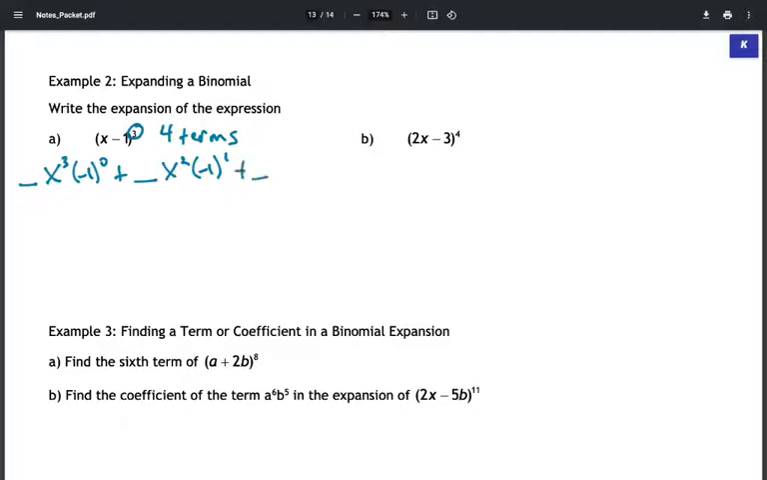And then here you'll have a coefficient. X will now be to the first power. The -1 will be squared. And then plus, you'll have a coefficient. X is now to the 0 power, and your -1 is now cubed. All right, now we just need to figure out what those coefficients are. So we can use this for it.